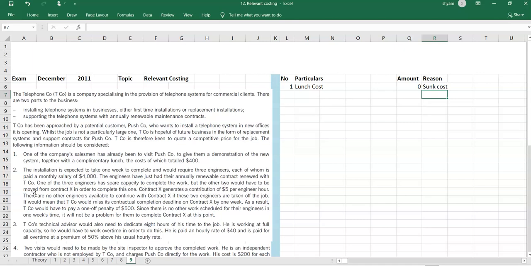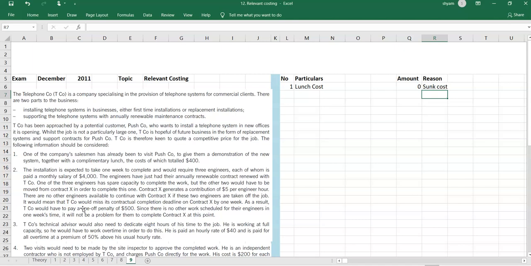One of the 3 engineers has spare capacity to complete the work, but the other 2 would have to be moved from contract X. So out of 3 people, one is free. He has spare capacity, we can use him. The other 2 don't have spare capacity. We have to move them from some other contract, so we are losing income there. Contract X generates $5 per engineer hour. There are no other engineers available to continue with contract X. If these 2 engineers are taken off the job, every hour they spend, they will earn an income of $5 for the company.